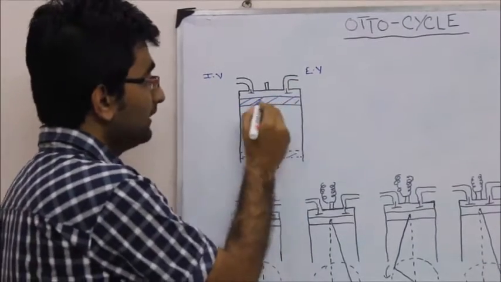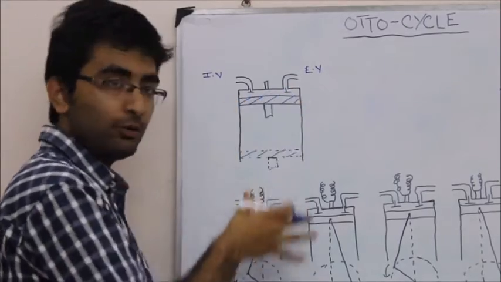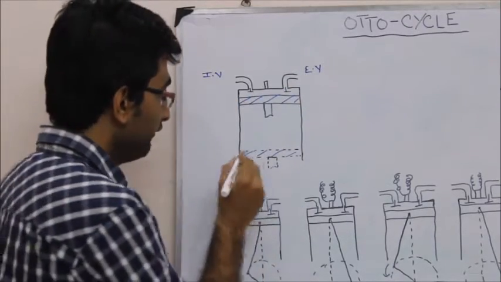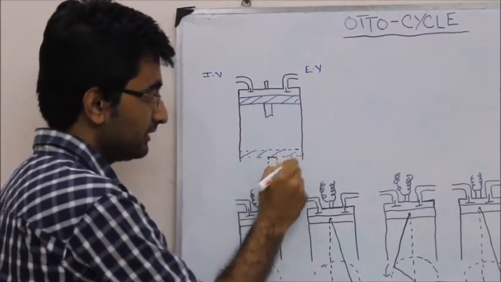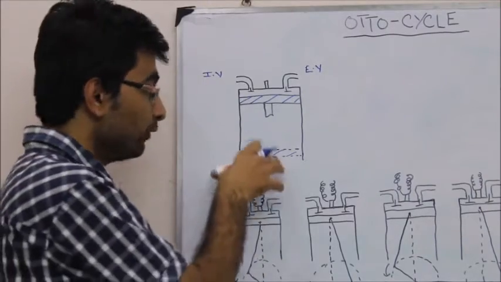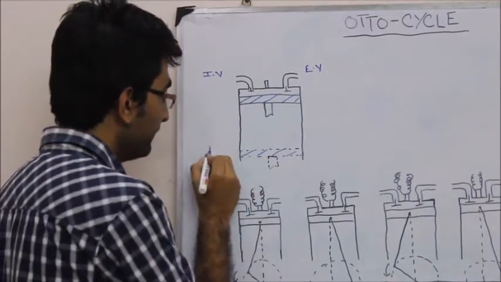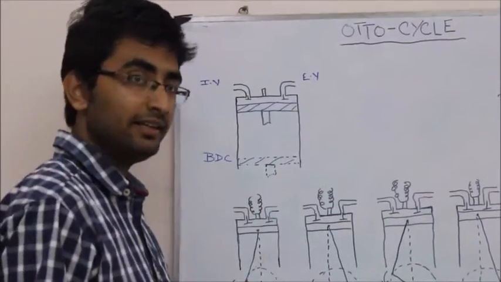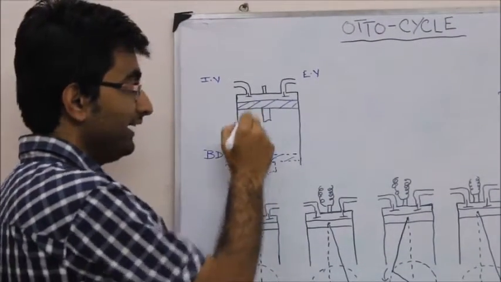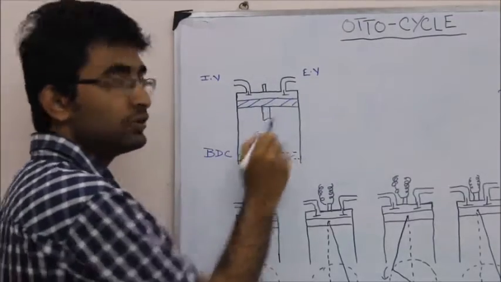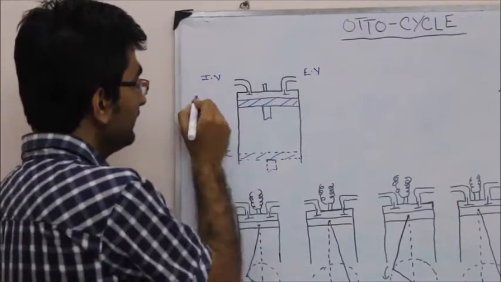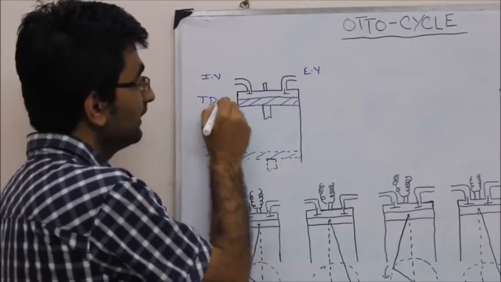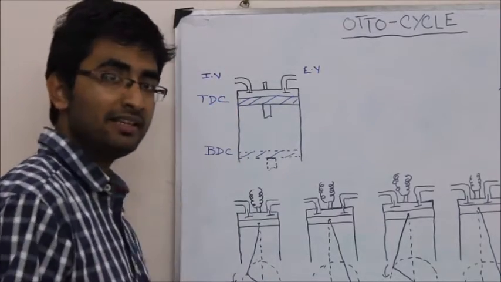So now this is the piston. The piston reciprocates inside the cylinder. When the piston is at its lowest position, this is known as BDC, that is bottom dead center. And after reciprocating, when the piston reaches its topmost position, this is known as TDC, that is top dead center.